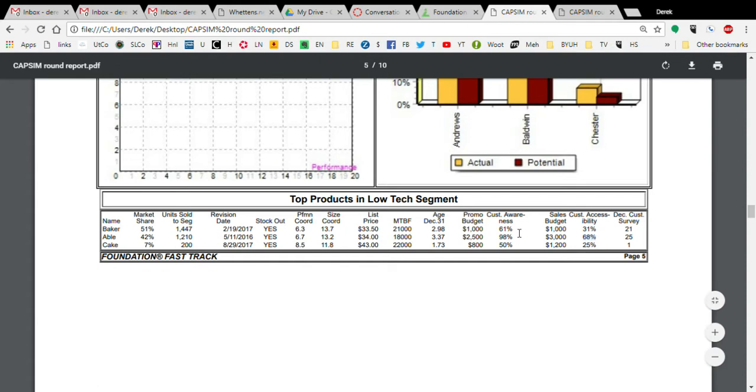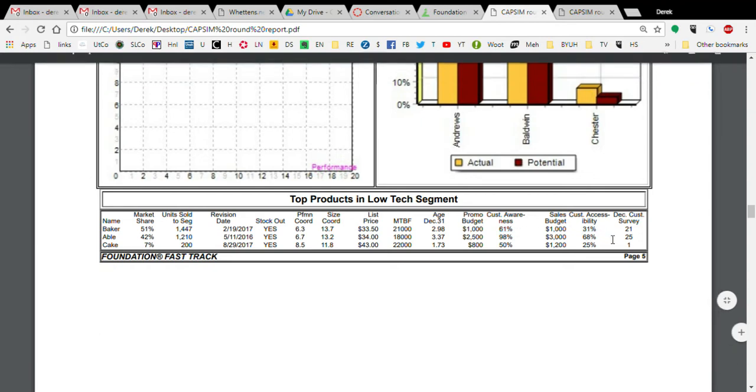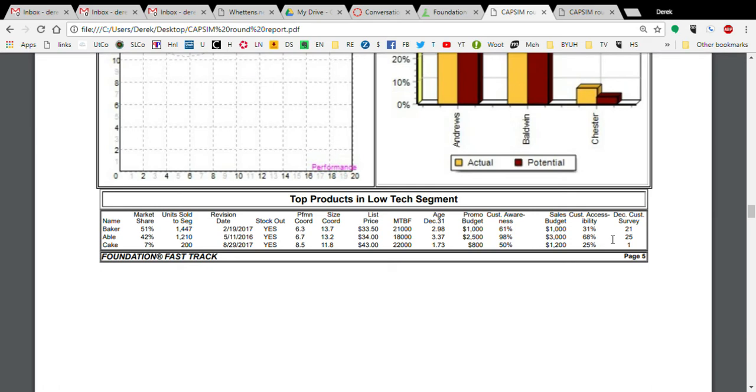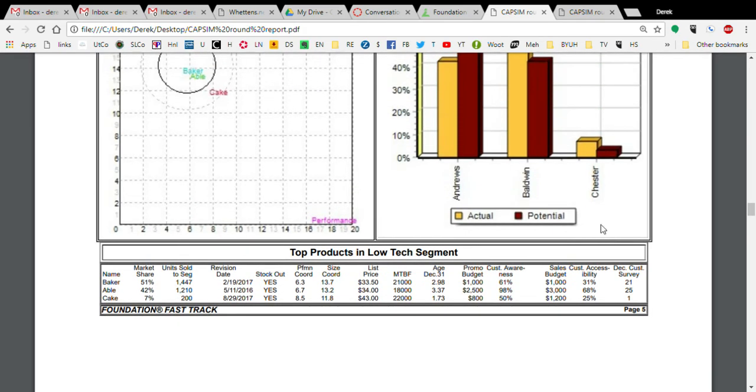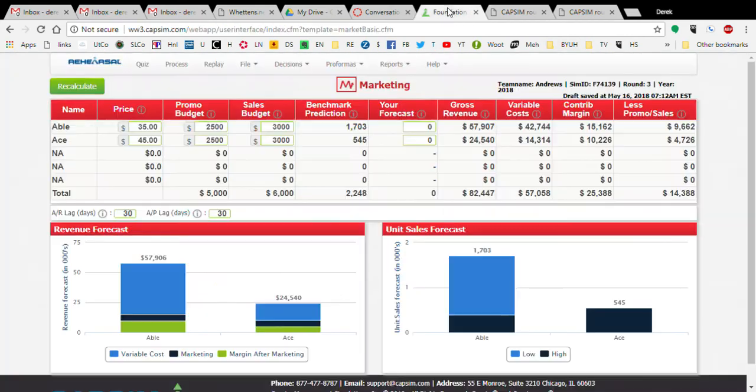In both of these, look how far ahead I am of my competitors. This has given me a real advantage. People are more likely to buy my product just based off of awareness and accessibility. I know that if I'm already close to where I need to be, that I only need to put 1,400 in there, and that will keep me at the 99, 98%. I'm going to keep investing in that.